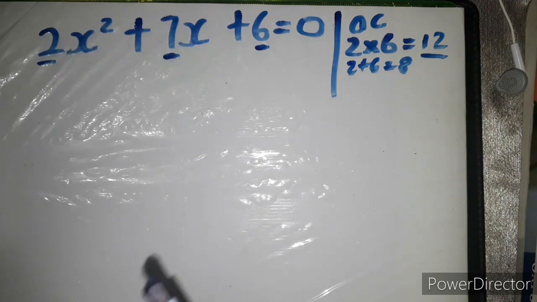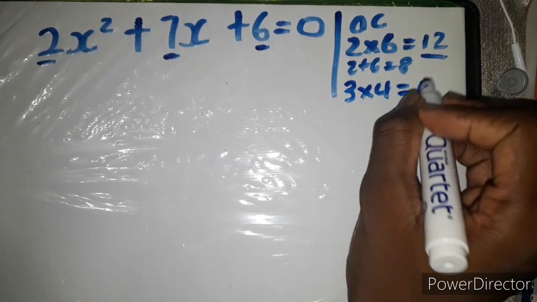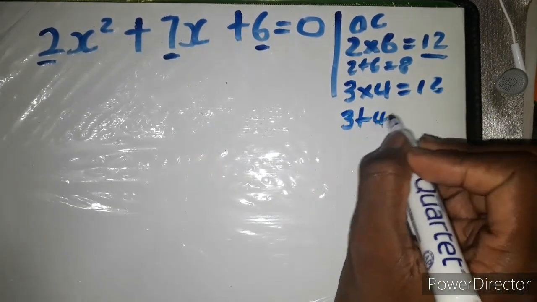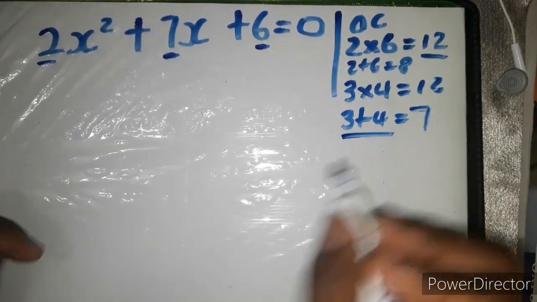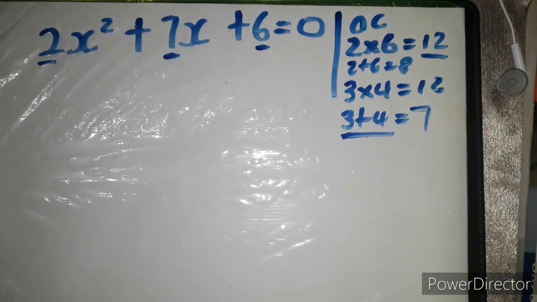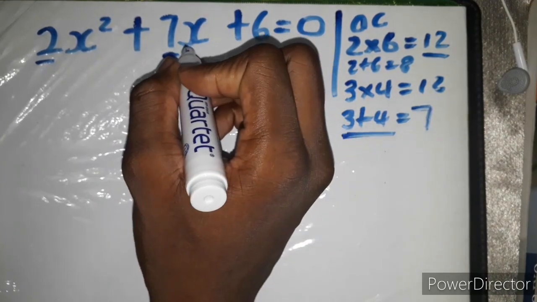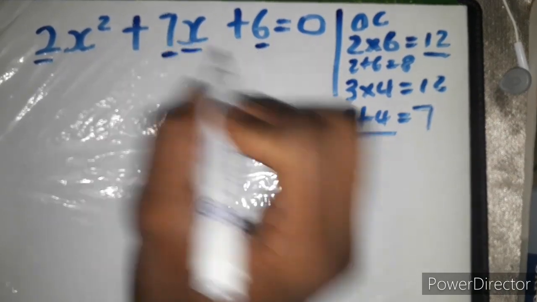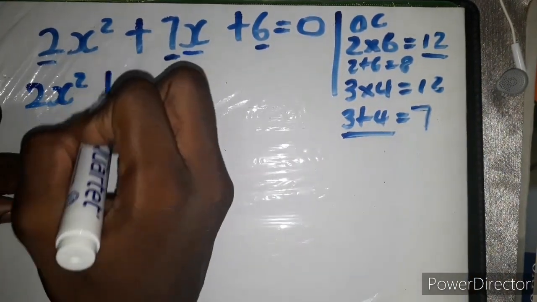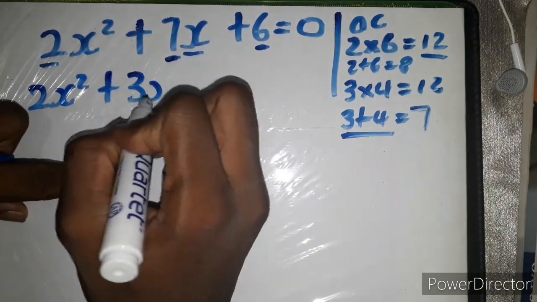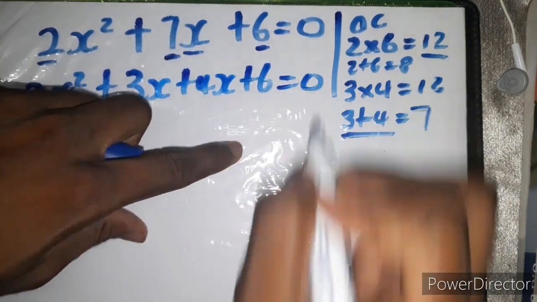What are 2 numbers that we multiply to get 12? 3 times 4 will give you 12. 3 plus 4 will give you 7. So we can use 3 and 4. Alright? Good. So we substitute 3 and 4 into this equation, replacing 7x. Remember, whatever letter is in front of this here, we gotta put that letter back in front of this. So this will be 2x squared plus 3x plus 4x plus 6, and that is equal to 0.